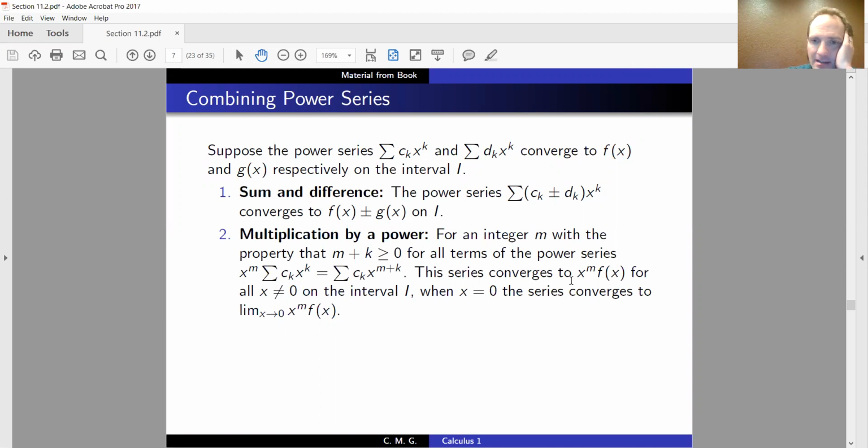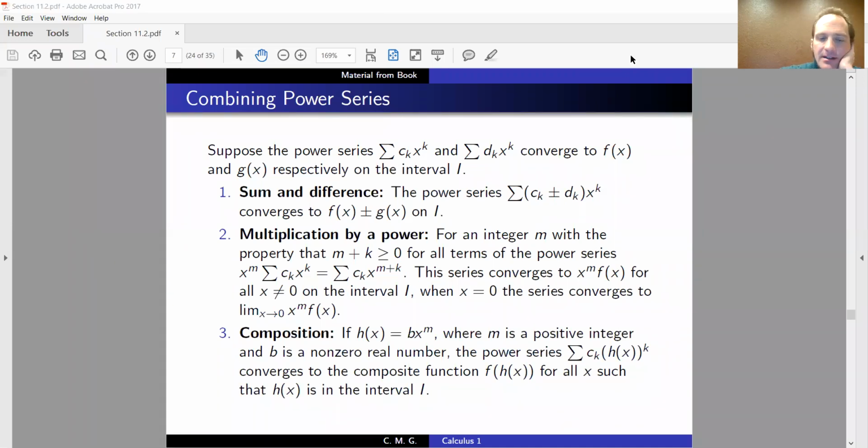It converges to x to the m times the original function f of x when x is not 0 on the interval. When x is 0, we actually converge to the limit of this function x to the m times f of x. So at 0, if f of x goes to infinity, say, I'm going to need to do a L'Hopital's rule kind of trick to figure out whether this is convergent at x equals 0. And also, you might have that 0 is outside that interval as well. Okay.